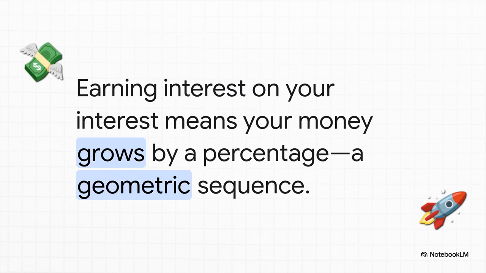And compound interest? You guessed it. Here, the interest you earn gets added back in, so your investment grows by a fixed percentage each year. A value being multiplied by a percentage again and again, that's a geometric sequence in action, with that growth factor being your common ratio.